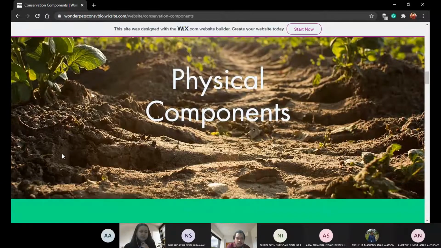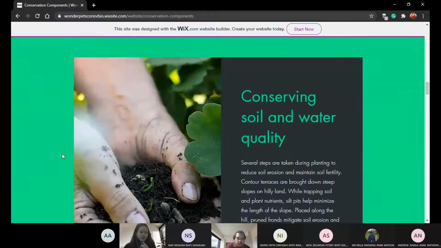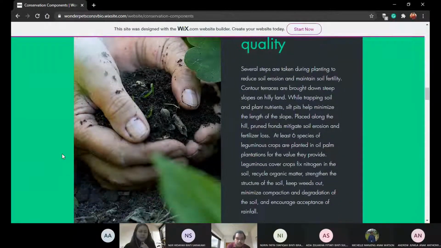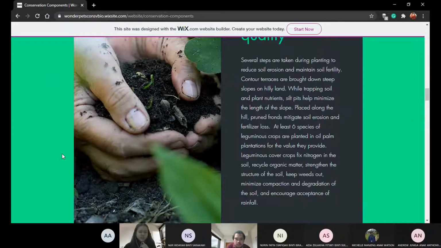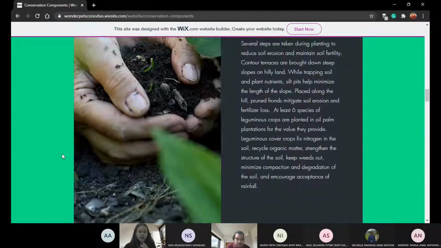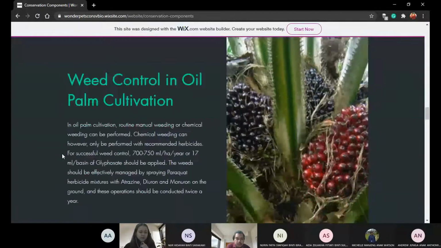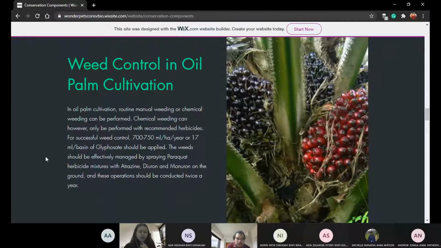The first point is conserving soil and water quality by planting leguminous crops to fix nitrogen in the soil and to minimize degradation of soil. Other than that, weed control by using manual weeding or chemical weeding during cultivation of palm oil.